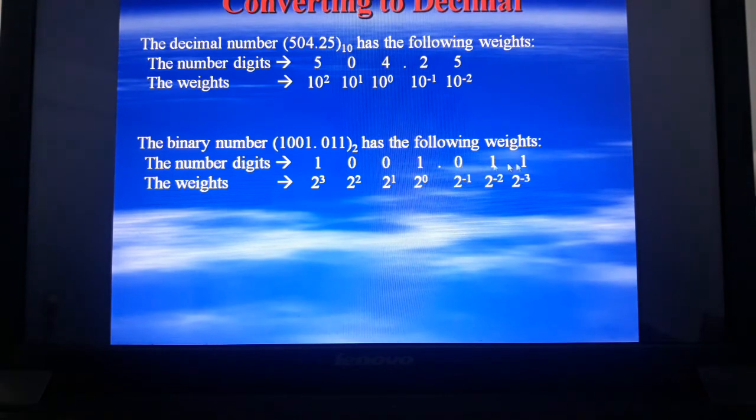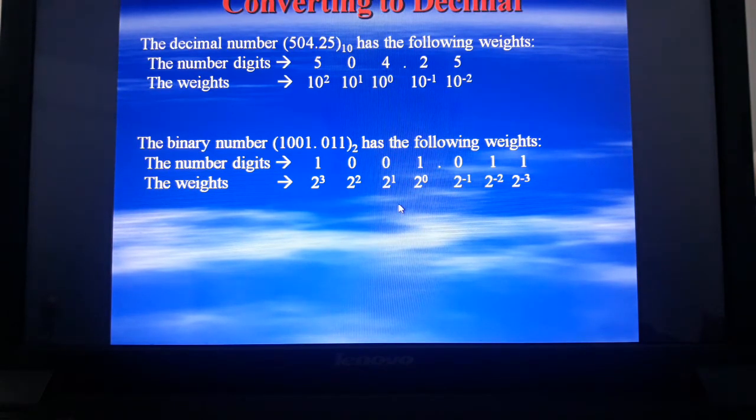Now, to the right, or the fraction of this binary number, the first number is 0, has a weight of 2 to minus 1, 2 to minus 2, 2 to minus 3, respectively. Why we are using 2? Because the radix of the desired number or system is 2.